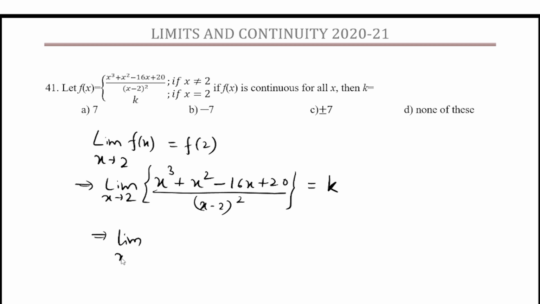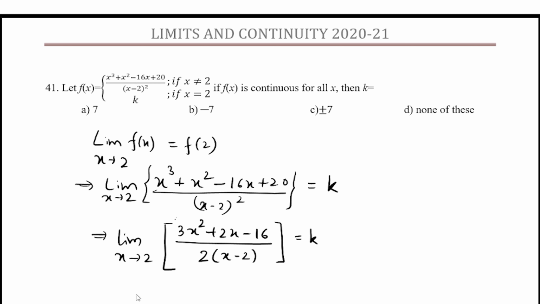Now using L'Hospital rule, differentiate numerator and denominator separately. Derivative of x cube is 3x square. Derivative of x square is 2x. Derivative of 16x is 16. Derivative of 20 constant 0. Denominator derivative of x minus 2 to the power of 2 is 2 times x minus 2, is equal to k. Now put x is 2, what happened? 2 minus 2 is 0. Again numerator value 0. Again it is in the form indeterminate. So once again differentiate numerator and denominator separately.